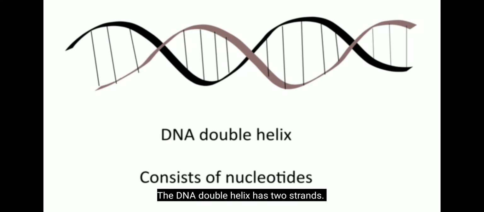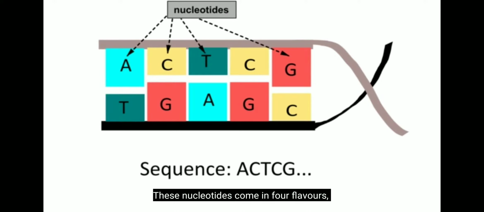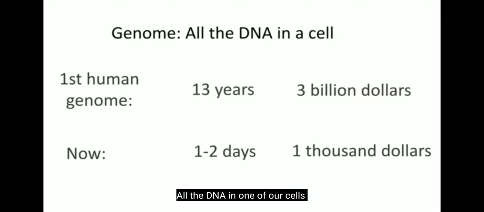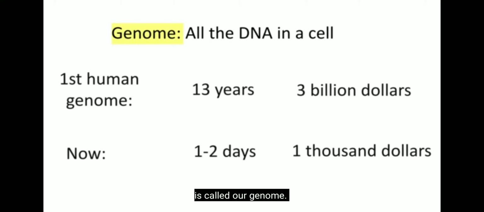The DNA double helix has two strands. Each strand consists of subunits called nucleotides linked together. These nucleotides come in four flavors: A, T, C, and G. The sequence of nucleotides in our DNA carries the genetic code. DNA sequencing involves finding the sequence of letters. All the DNA in one of our cells is called our genome.